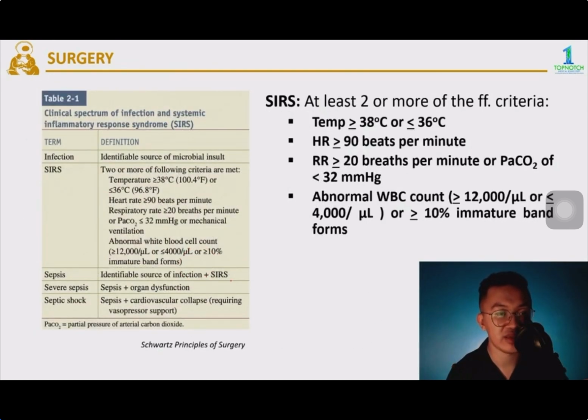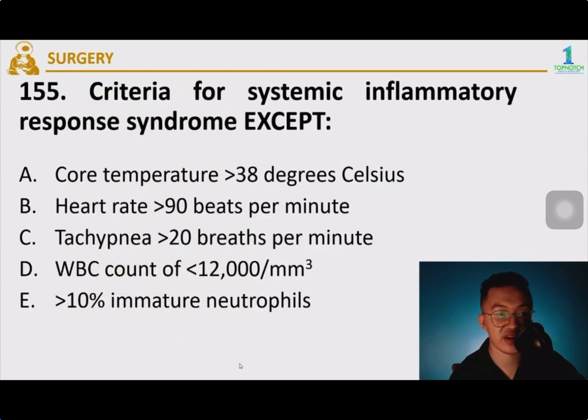Remember, infection only means that there's an identifiable source of an insult. If there's an infection, and the patient is presenting with SIRS, as we have previously mentioned, we call that already your sepsis. If there's sepsis and there's organ dysfunction, we call that severe sepsis. And if there's sepsis and cardiovascular collapse requiring pressors, you have your septic shock. But this one is a very old way of differentiating sepsis from severe sepsis from SIRS. Now we have the SOFA criteria. 155, correct answer is letter D.